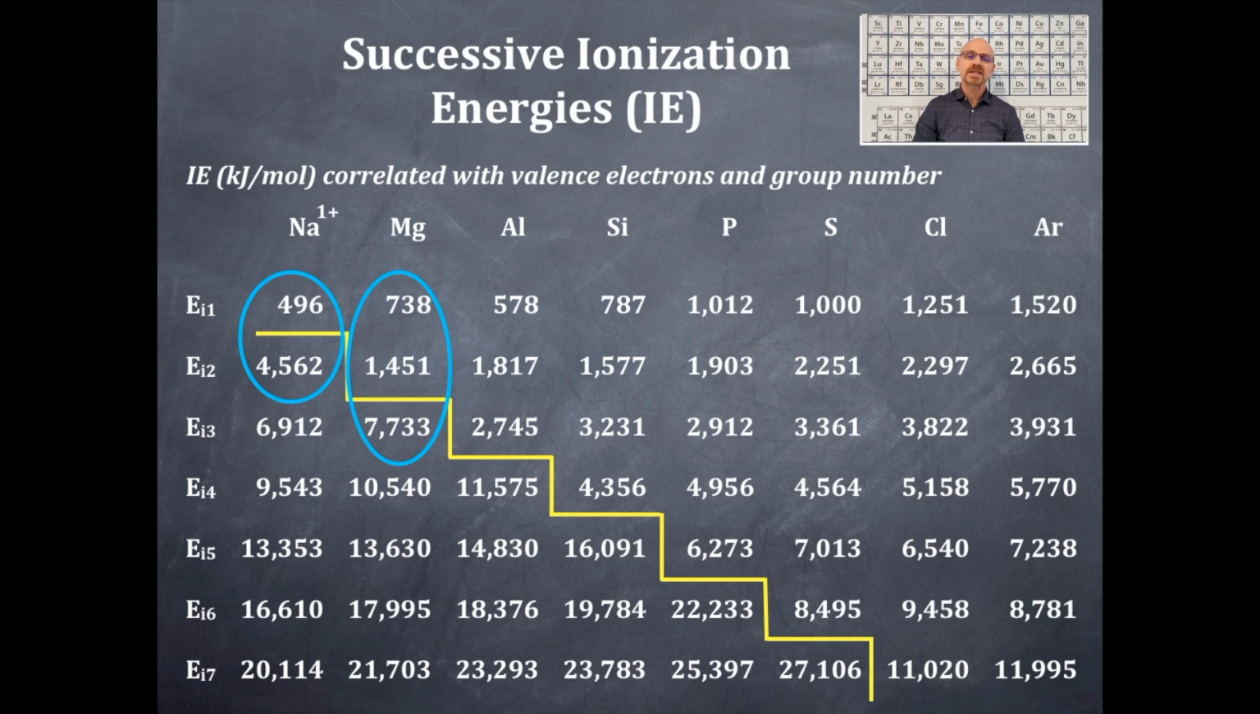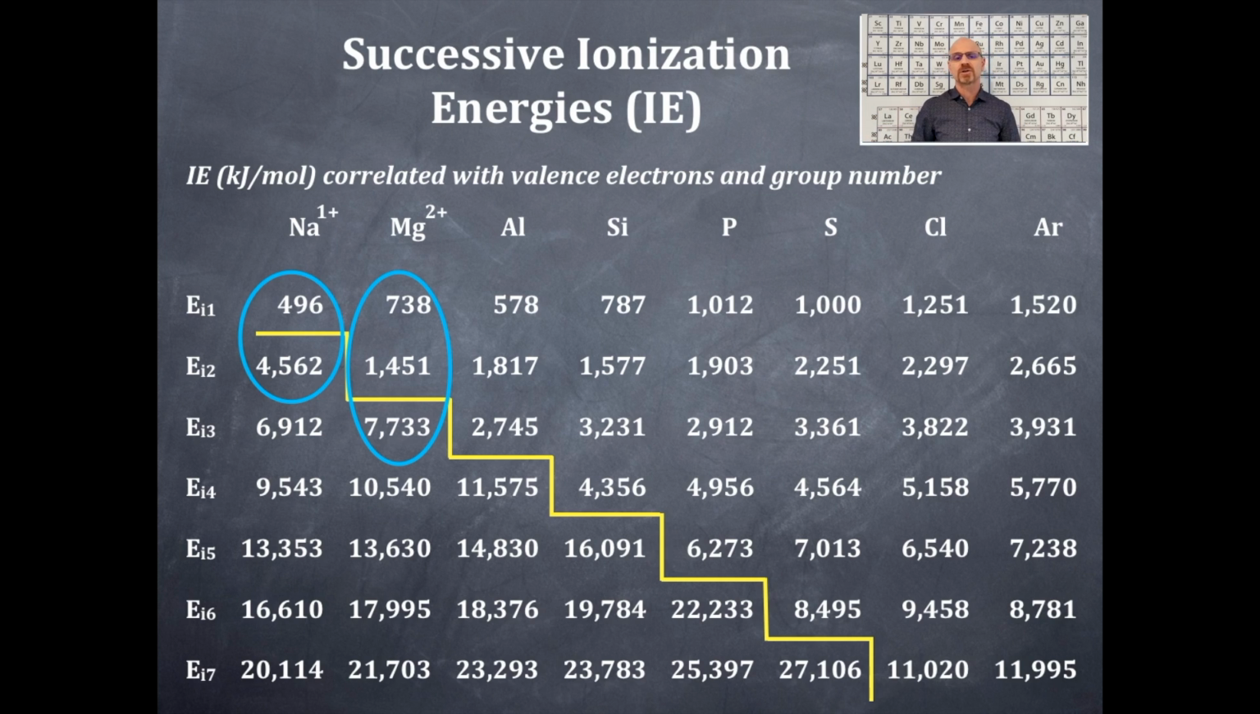Now, to remove the second valence electron, that costs 1,451 kilojoules per mole. That's the second ionization energy. Now, once you've removed those 2 valence electrons, you have a 2+ charge on magnesium ion. And that should make sense because it's in group 2. There are 2 valence electrons. It has a 2+ cation charge.